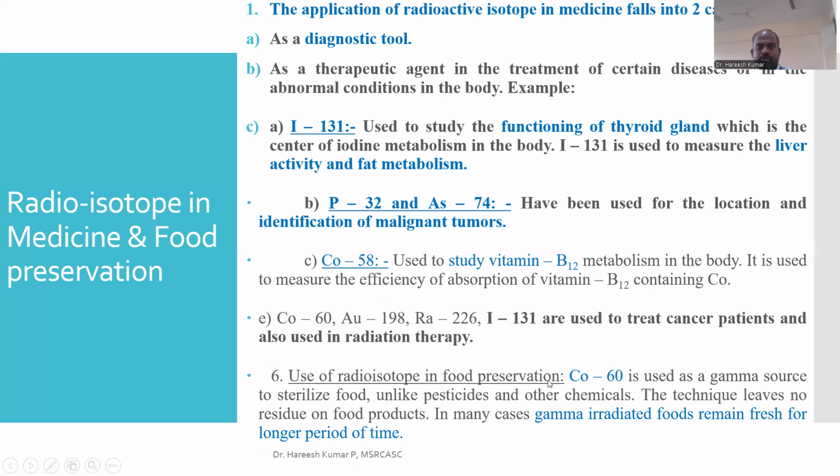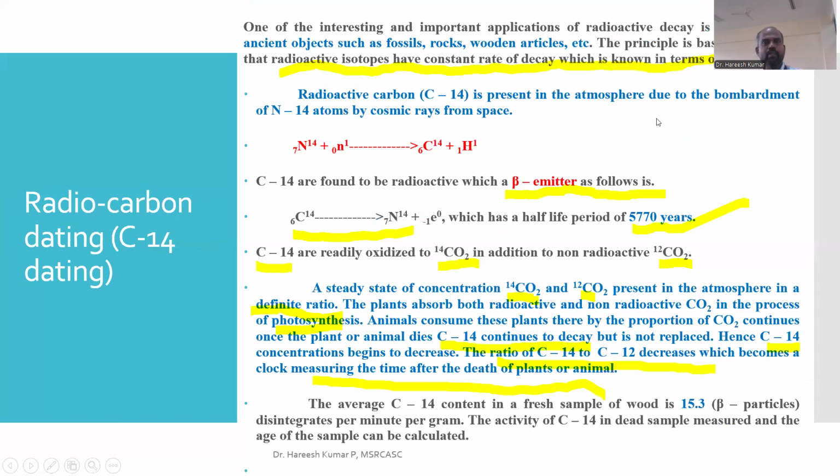Use of radioisotopes in food preservation. Cobalt 60 is used as a gamma source to sterilize food. Unlike pesticides and other chemicals, the technique leaves no residue on the food products. In many cases, gamma irradiated foods remain fresh for a longer period of time.